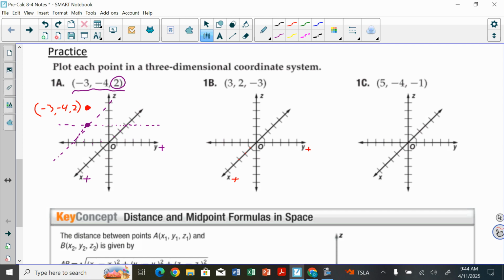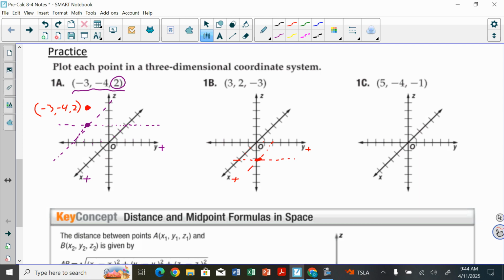That's positive for y, right? So I'm going to go 1, 2. And again, where they meet, I'm going to draw a horizontal line parallel to the y-axis. And then I'm going to draw a diagonal line that's parallel to the x-axis from 2 to show where they meet. And they meet right here, almost close to that z-axis, or almost right on it, right?